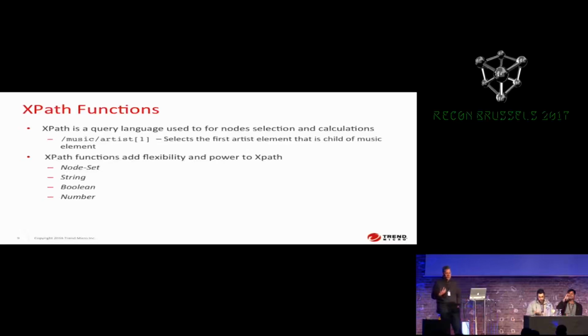Now, XPath functions actually add flexibility to the XPath itself. You can use node-set to actually get a set of nodes related to XML, string to actually do evaluations on different string arguments, boolean and number to do the same thing for booleans and numbers. So there's a lot of functionality that exists in XPath and a lot of code that exists in these projects that can be audited and looked at for vulnerabilities.